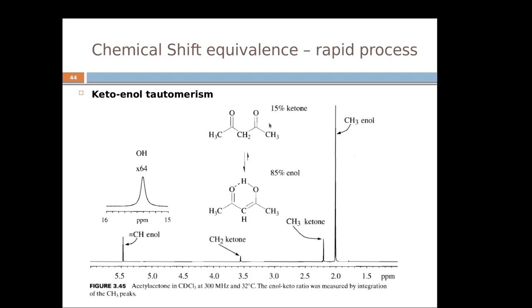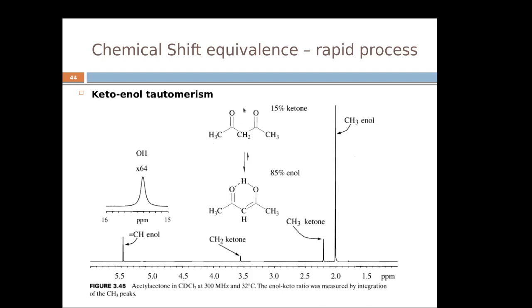This one is a typical molecule which can form both a keto isomer as well as an enol isomer or tautomer, and this one is a keto form and this one is an enol form. Okay, so proportionally almost 85% is constituted by the enol form, and 15% is constituted by the ketone in a sample. So the equilibrium is more shifted towards the enol form.